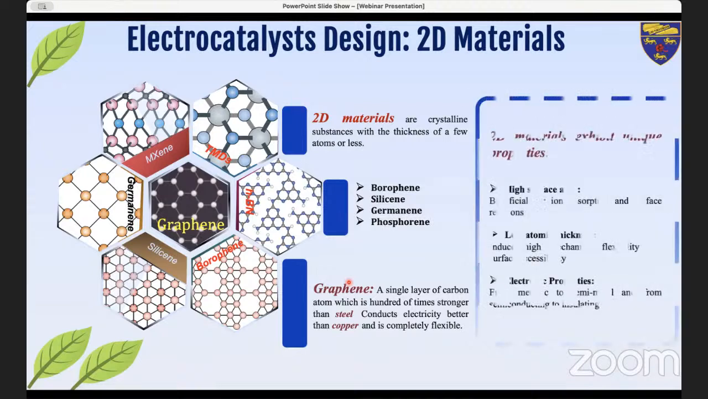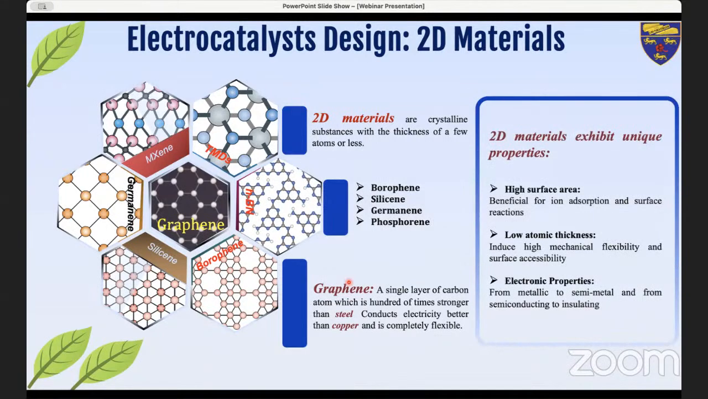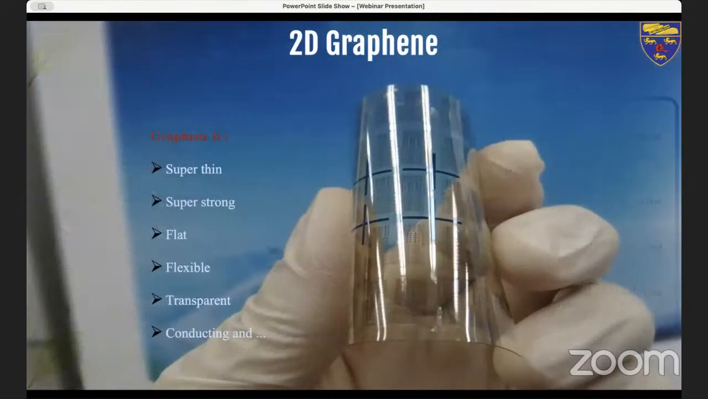So 2D materials have many advantages, for example, high surface area and low atomic thickness. But the most important thing is electronic properties, which make them interesting for researchers. We know that graphene is the best, is perfect: super thin, super strong, flat, flexible, transparent, conducting, and so on. The question is, why do we need to discover other 2D materials? Generally, I classify 2D materials in two different groups: graphene and 2D materials beyond graphene.